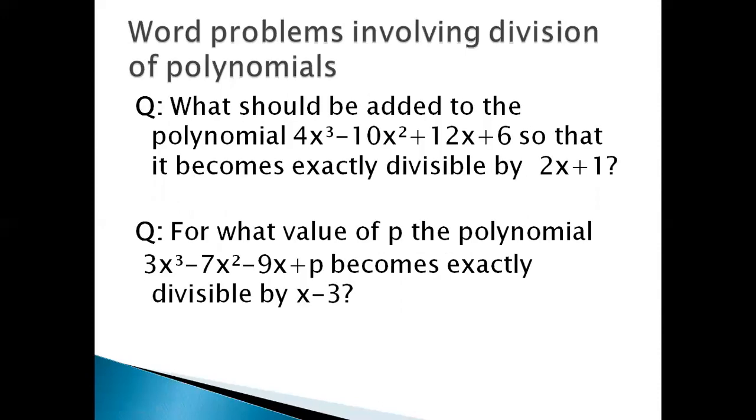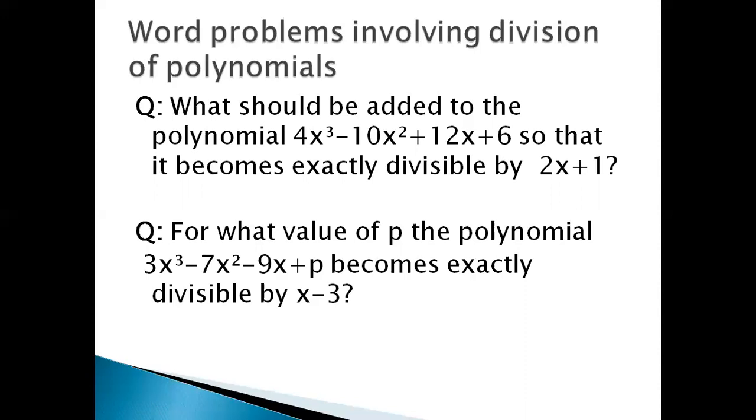Here we have two more word problems. What should be added to the polynomial 4x cube minus 10x square plus 12x plus 6 so that it becomes exactly divisible by 2x plus 1? Exactly divisible means there is no remainder, the remainder is 0. So this given polynomial is not exactly divisible. So you have to divide and see what the remainder is. By that remainder, you will get to know what number should be added to this polynomial to make it exactly divisible. So you have to divide to check.